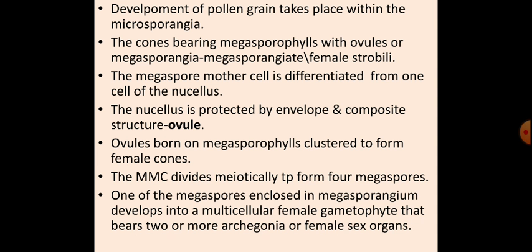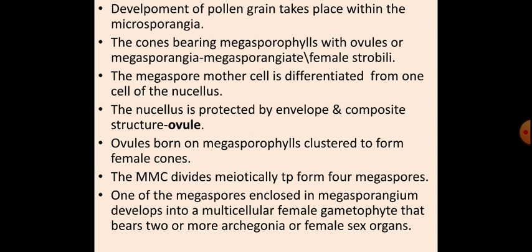Now how is ovule produced? The cones bear megasporophyll. Megasporophyll will contain megasporangia. The megasporangia will have the megaspore mother cell, MMC. How is the female gamete produced? Listen. The cone contains megasporophyll, large sporophyll. The megasporophyll will contain megasporangia. The megaspore mother cell is present inside the megasporangia.